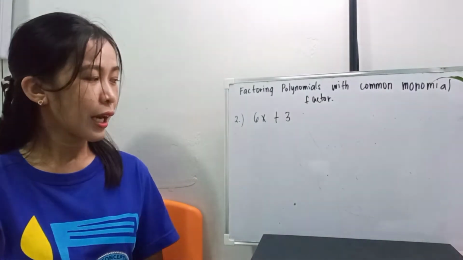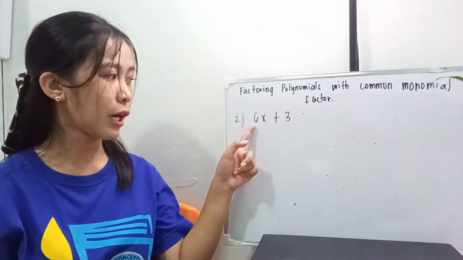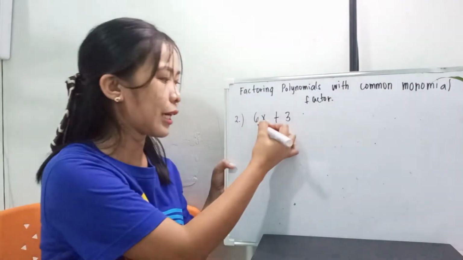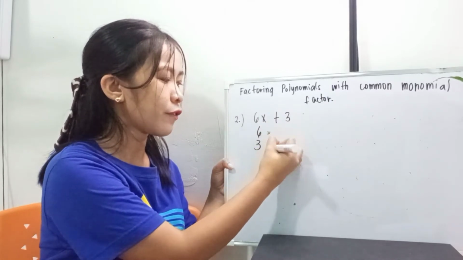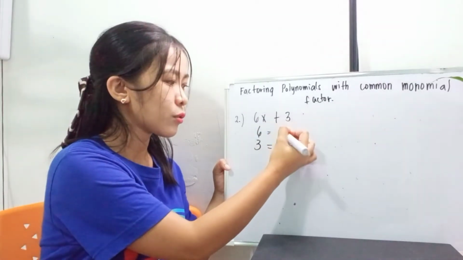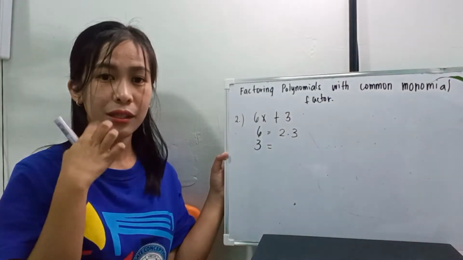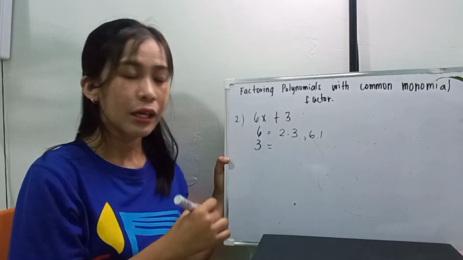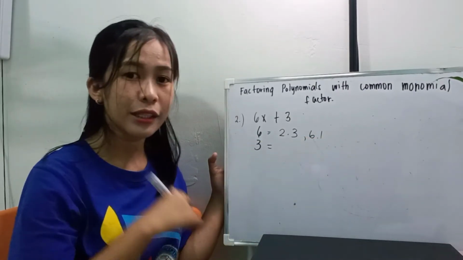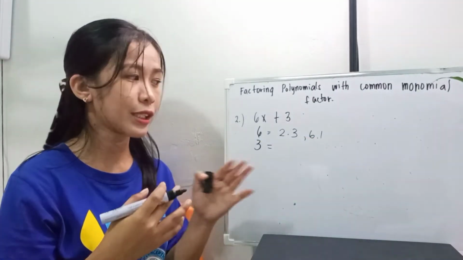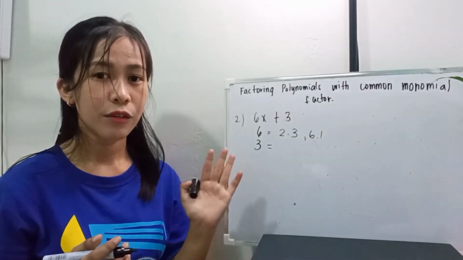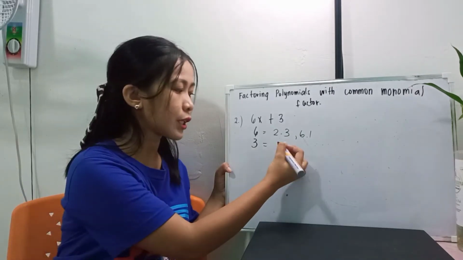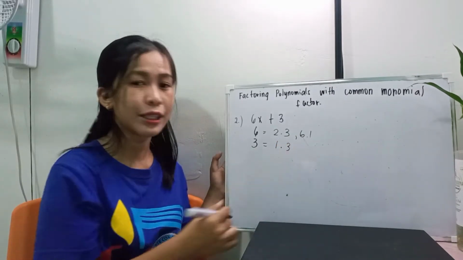and 2 terms is binomial. Alright? And then, what we are going to do is to factor the numerical coefficient. We have 6 and 3. So, kunin natin yan. 6 and 3. And then, the factor of 6 is 2 times 3. Okay? We also have 6 times 1. And we also have 3 times 2 or vice versa, or 1 times 6 as vice versa. And then we also have 3 and the factors of 3 are 1 and 3 or 1 times 3.